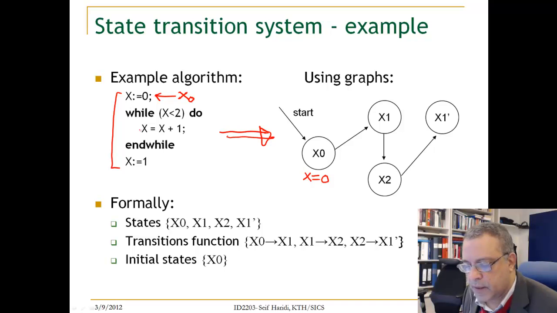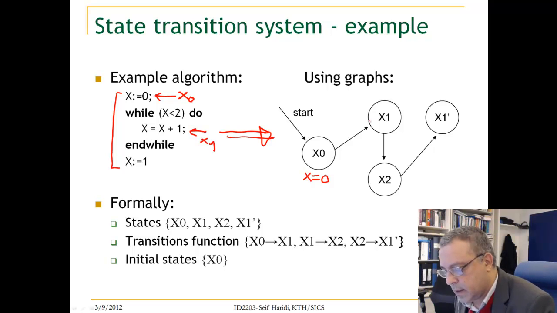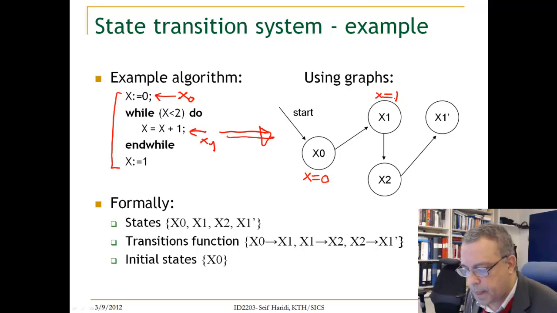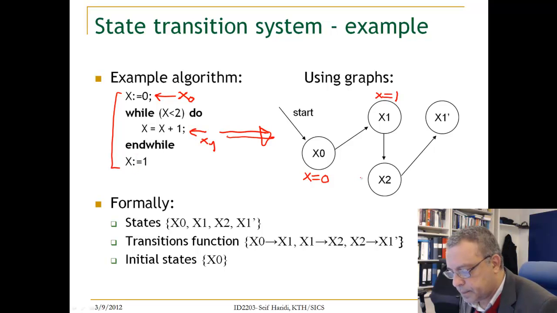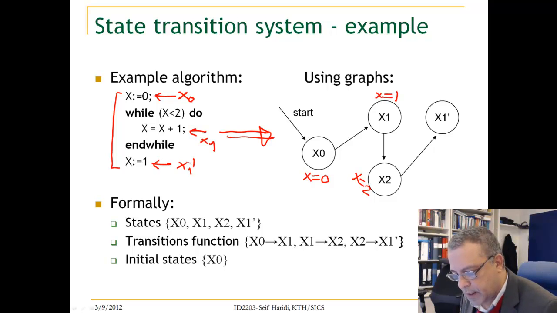And you go into the loop. After executing this statement, you are at state S1. And the variable has the value 1. And then the next time the variable will be incremented to 2, and then you get out of the loop. So you move to state X2 here, the next time in the loop. And when you get out of the loop, you move to this point, which is state X1 prime.